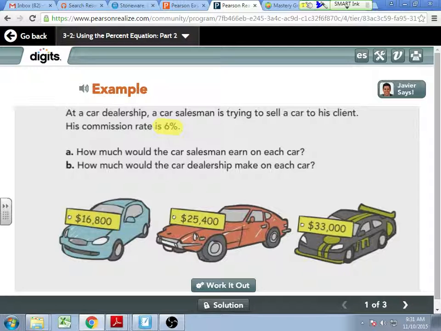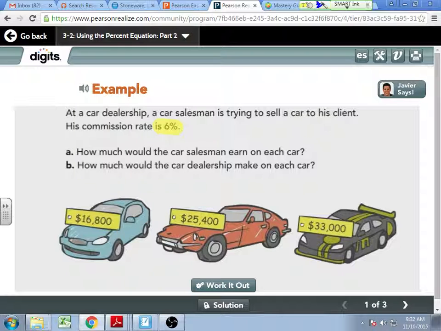It depends on how old the car is. Some cars that they sell, they end up losing money on because it's old and they're just trying to get it off the lot. Most new cars, they make a good amount of money on.